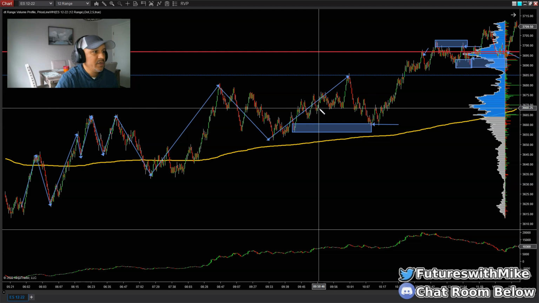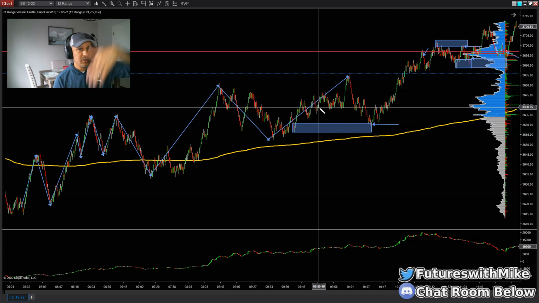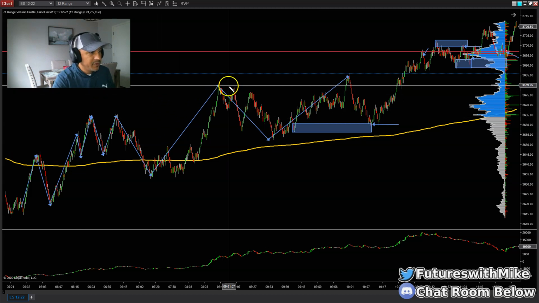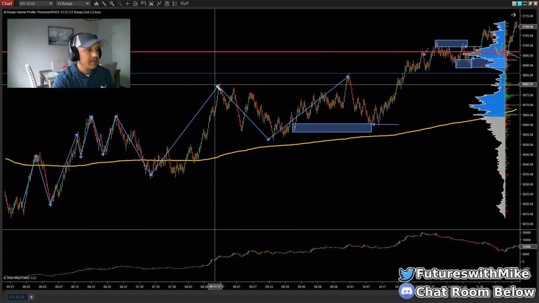Now, the key is really seeing what is classified at this point, because we're looking at demand, what would be classified as demand. Not supply, because we're not talking about price making lower lows and lower highs. We're talking about price making higher highs and higher lows, moving to the upside now, breaking through this area of resistance or structure right here.